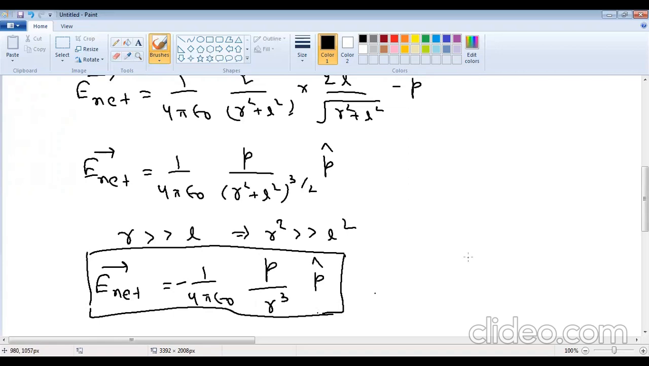This is really important to remember: this minus sign is indicating that whatever this net electric field is, it is in a direction opposite to the net dipole moment.